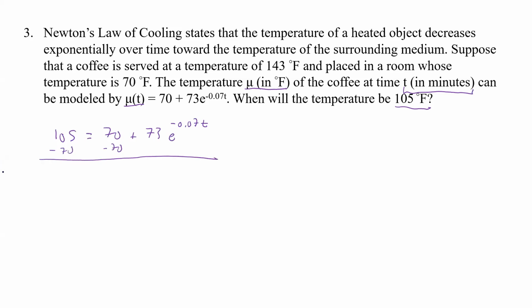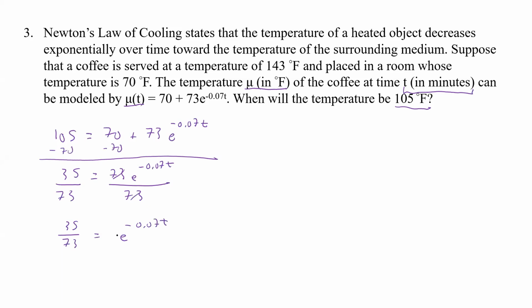And so that's going to give us what? 3 equals 73 e to the negative 0.07 t. Now we're going to divide by 73. Now that cancels, and I'm just going to leave it as that. So I'm going to have 35 over 73 equals e to negative 0.07 t.